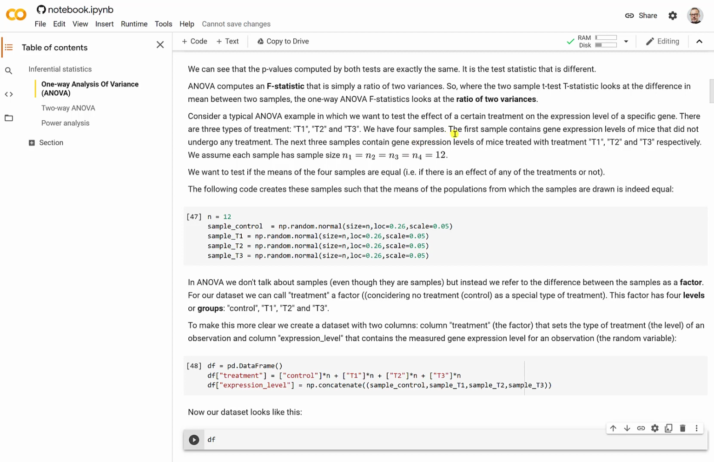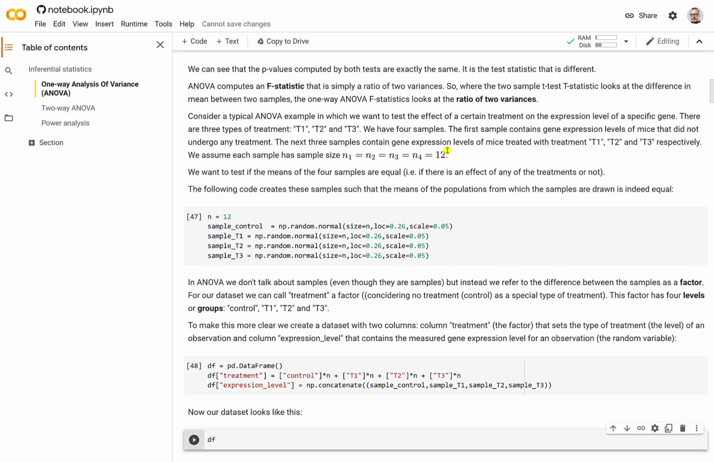We have a certain treatment, or rather several treatments, and we want to evaluate the effect of these treatments on the expression level of a specific gene. Let's say we have three treatments, treatment 1, treatment 2, treatment 3, which we want to compare, and we also have a control where we don't apply any of the treatments. So we have four groups, four samples that we're comparing. Each of those samples contains 12 observations, so the sample size is equal for each sample, and it's equal to 12.